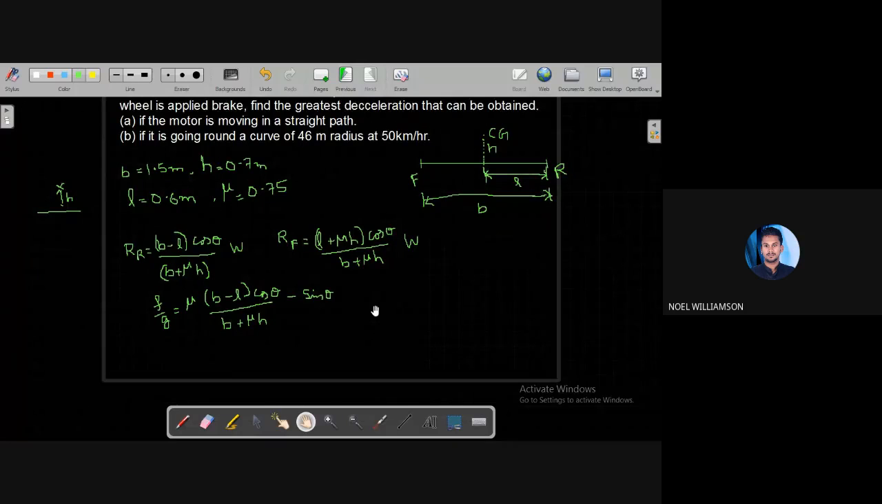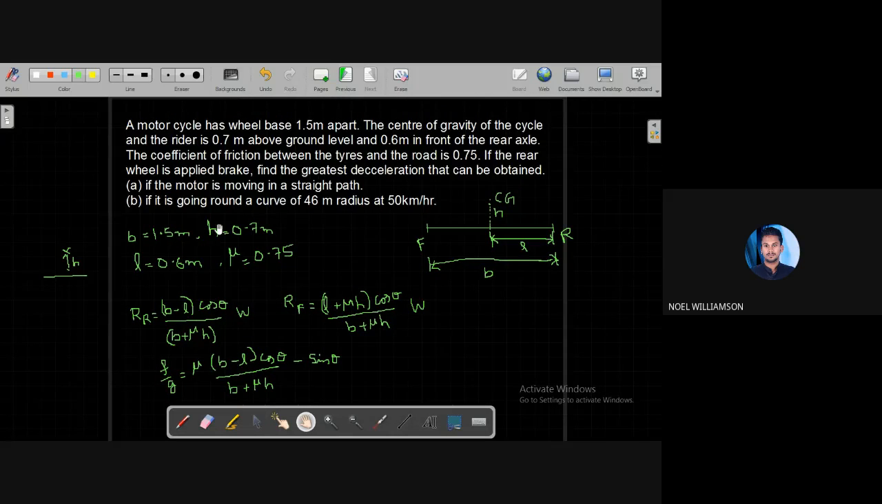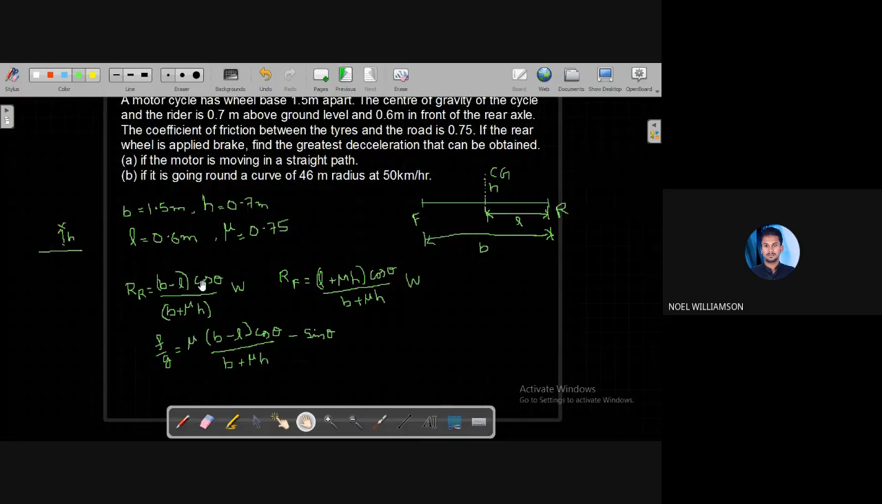Also, there are certain relations when sigma Fx equal to 0, sigma Fy equal to 0, and while considering sigma M equal to 0, we also got some relations. Anyway, these are the main relations. Here we considered a general case where the plane is inclined at an angle theta. In this question, it is moving on a level road, so theta equal to 0 and cos theta becomes 1. So RR equal to (B minus L) by (B plus mu H) into W. RF will be equal to (L plus mu H) by (B plus mu H) into W. And in this case, sin theta will be 0.